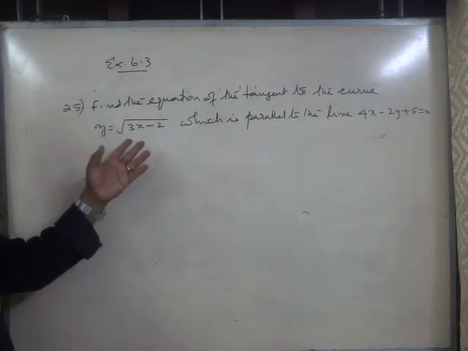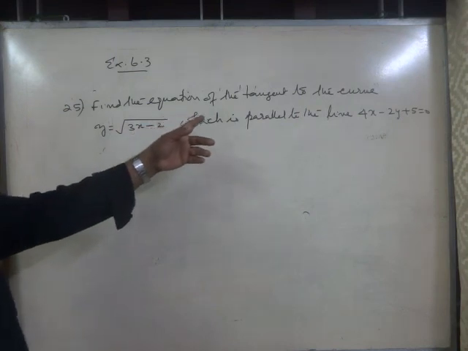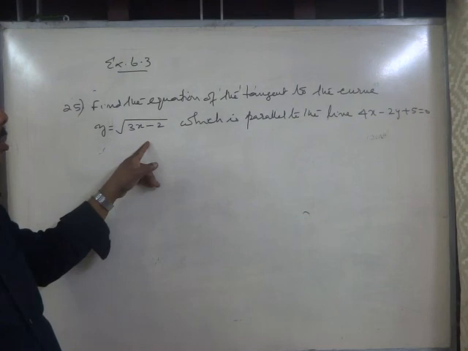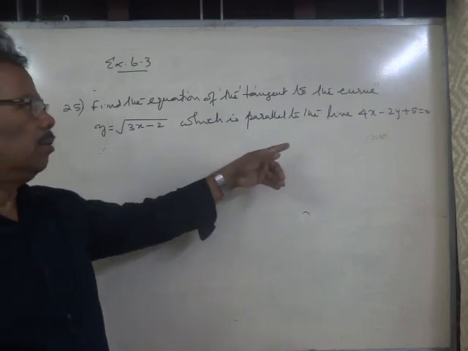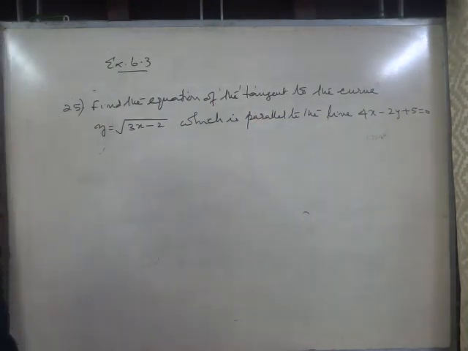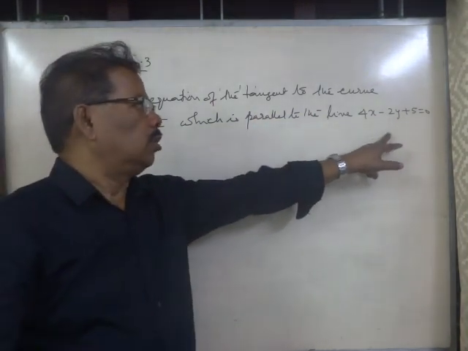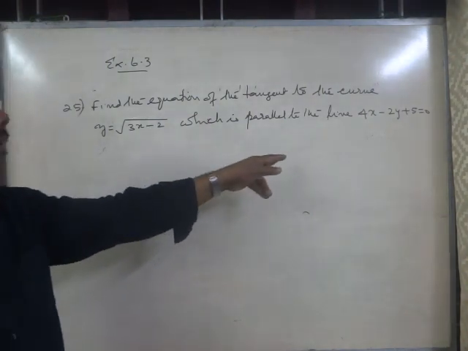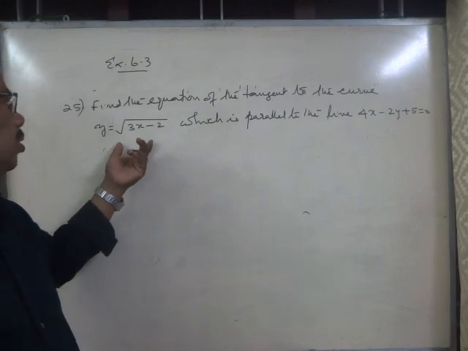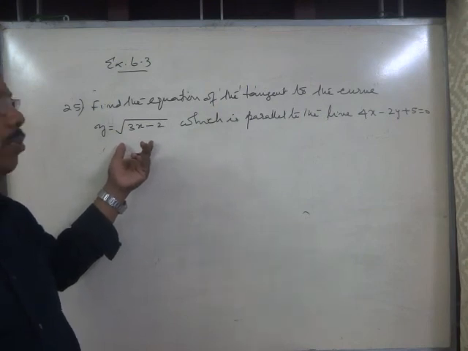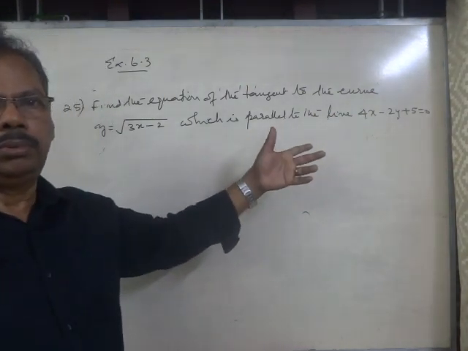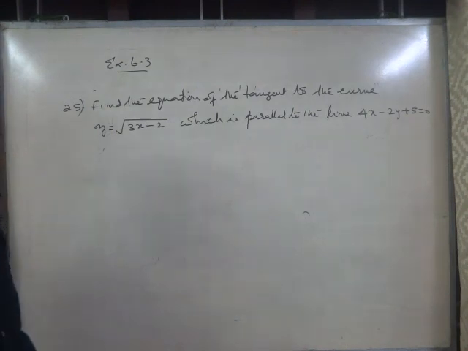Question number 25. Find the equation of the tangents to the curve y is equal to square root of 3x minus 2, which is parallel to the line 4x minus 2y plus 5 equals 0. Slope of the tangent can be calculated from the equation y is equal to square root of 3x minus 2. And that slope will be equal to the slope of this line. Equating those two, we can find the required result.